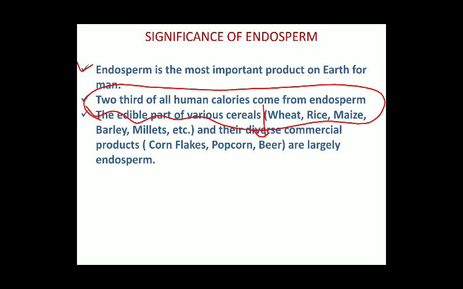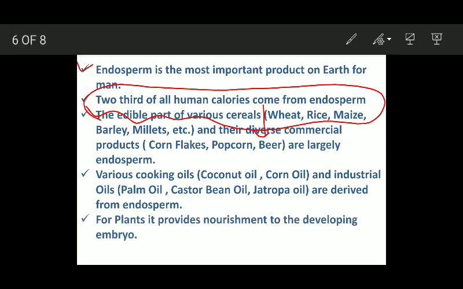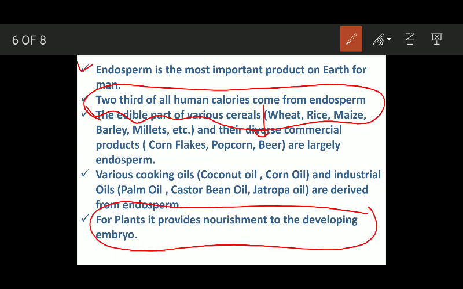The edible part of various cereals, including wheat, rice, maize, barley, millets, etc., and their diverse commercial products, including corn flakes, popcorn, beer, are largely endosperm. Various cooking oils like coconut oil, corn oil, and industrial oils, including palm oil, castor bean oil, jatropha oil, are derived from endosperm. And most importantly, for the plants, endosperm is the nutritive tissue for the developing embryo.